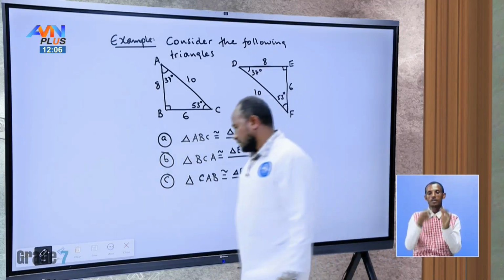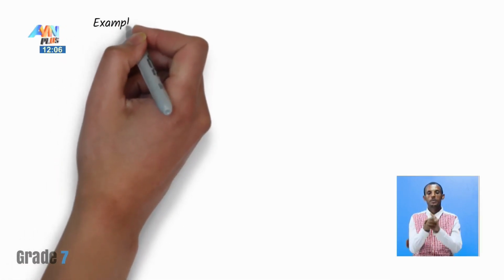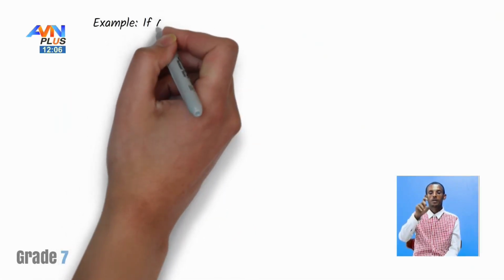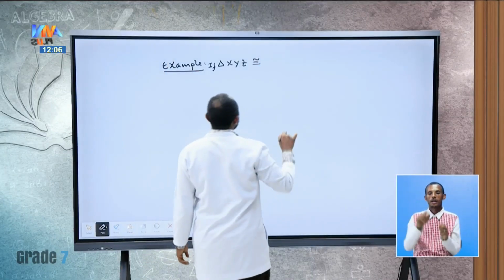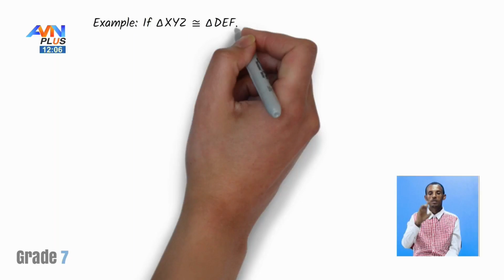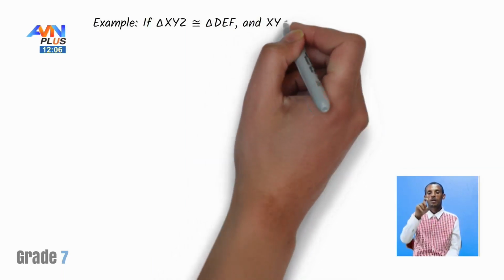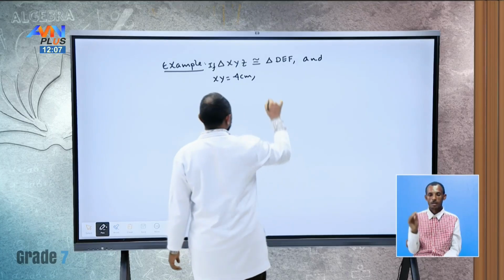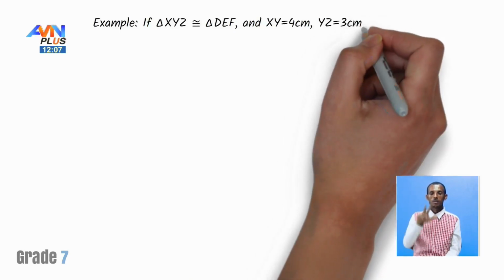One last example. Okay. Triangle XYZ is congruent to triangle DEF, and the measure of length XY, assume XY to be 4 centimeter, and YZ to be 3 centimeter.